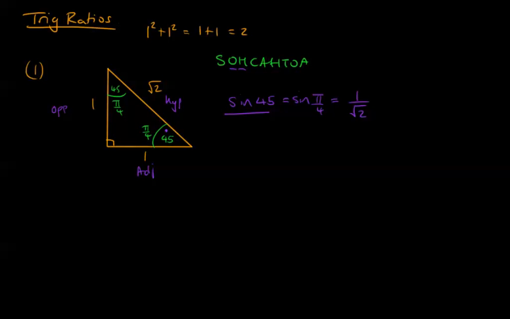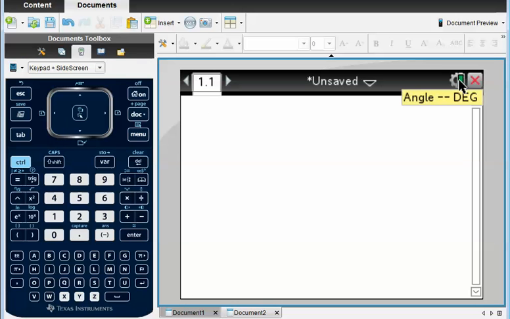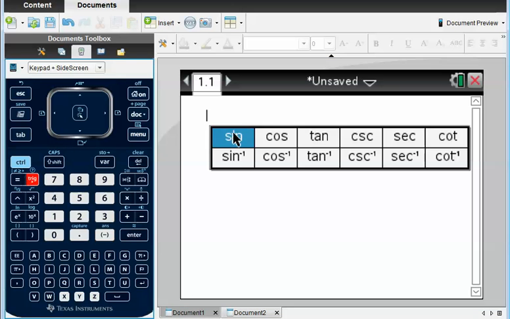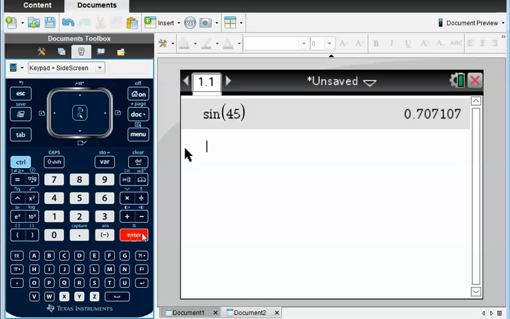Now let's just check that on our calculator. We're working in degrees, so let's do sine 45, press enter. What number do we get? 0.707107. Now let's do control, divide to get fractions up. Let's do 1 divided by the square root of 2. Press enter, we get the same number.